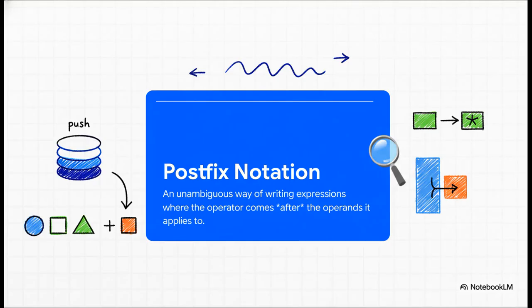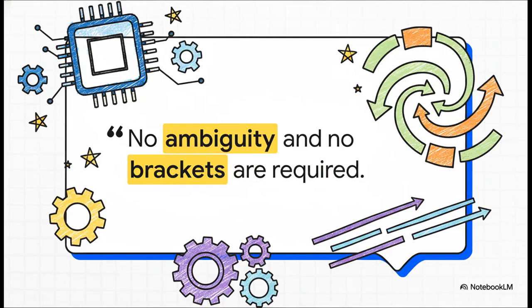In postfix, the rule is super simple. The operator always comes after the numbers, or operands, that it's working on. You don't have to worry about which operation comes first because the notation itself tells you the exact order. It's built right in. And this is really where the magic happens. As the source material puts it so perfectly, with postfix, no ambiguity and no brackets are required. It's a perfectly logical language that a machine can just follow step by step without ever getting confused.